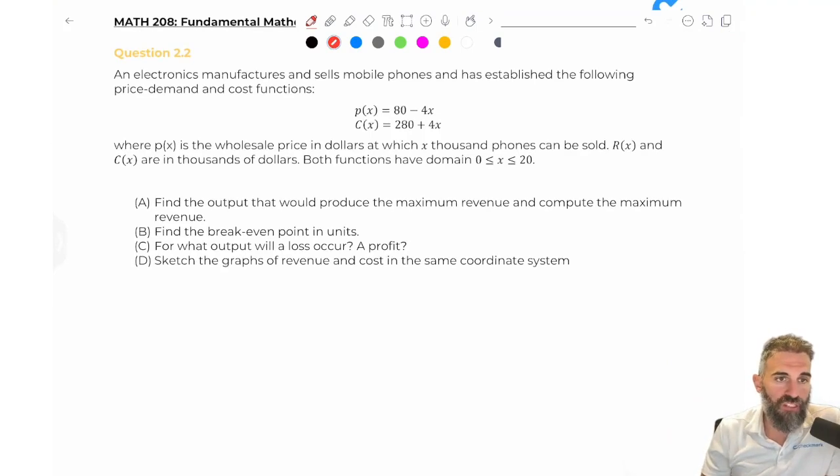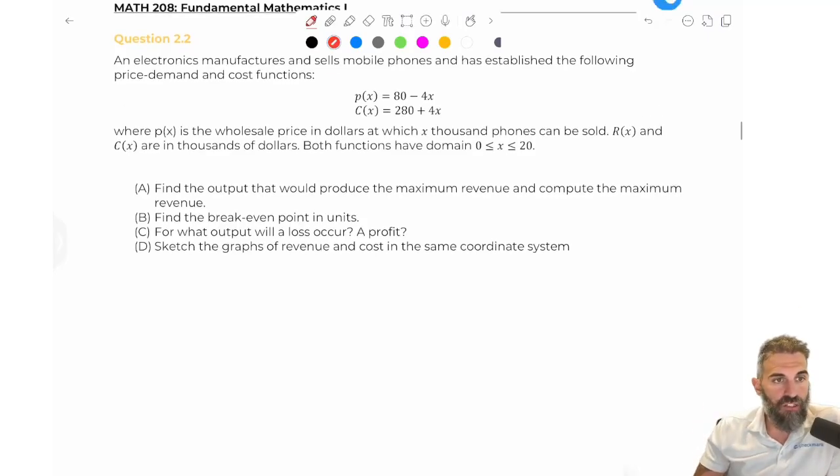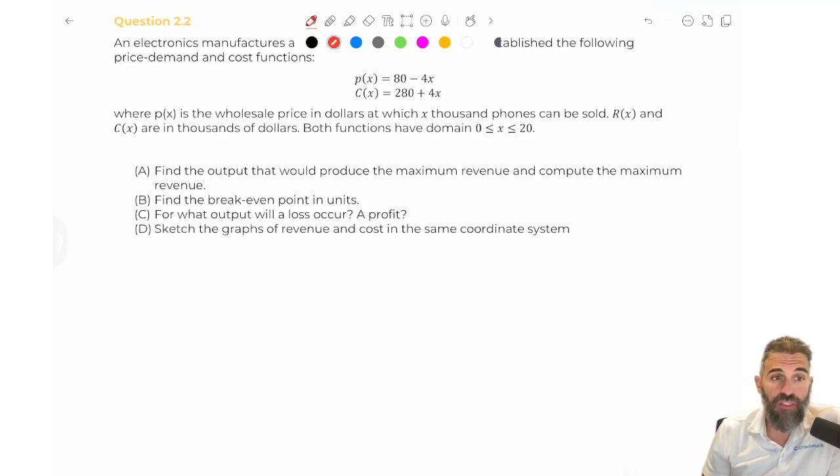Then it says where price is the wholesale price in dollars at which x thousand, so x is in thousands, phones are sold. Revenue and cost are in thousands of dollars. Both functions have a domain of 0 to 20. So they're basically limiting your output to between 0 phones and 20,000 phones. And let's get into it. A, find the output that would produce the maximum revenue and compute that maximum revenue.